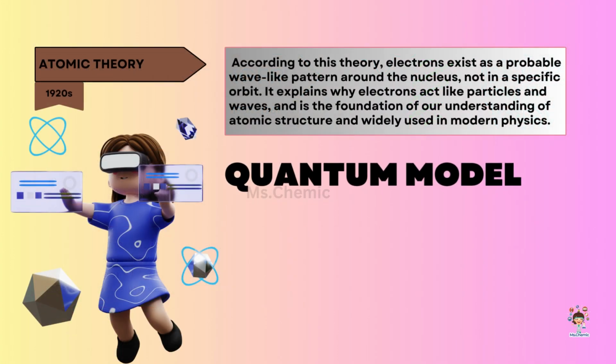Quantum model. According to this theory, electrons exist as a probable wave-like pattern around the nucleus, not in a specific orbit. It explains why electrons act like particles and waves, and is the foundation of our understanding of atomic structure and widely used in modern physics.